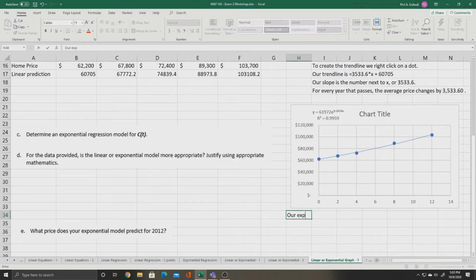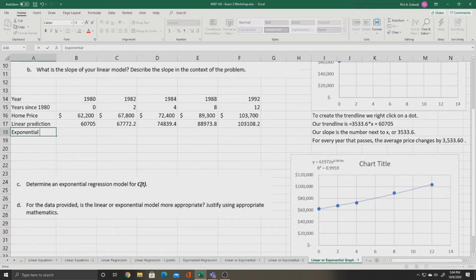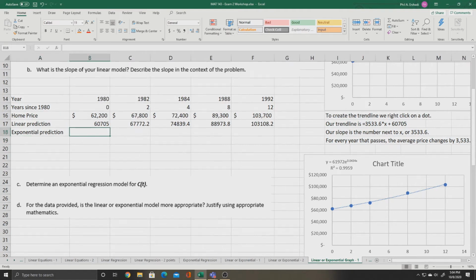Our exponential regression model is y equals 61972 times exp of 0.0434 times x. All right. So what we can do is now come back up, enter another row for exponential prediction. And these won't be the same as the linear. So it's important to realize that a linear prediction and an exponential prediction will not necessarily give you the same thing.